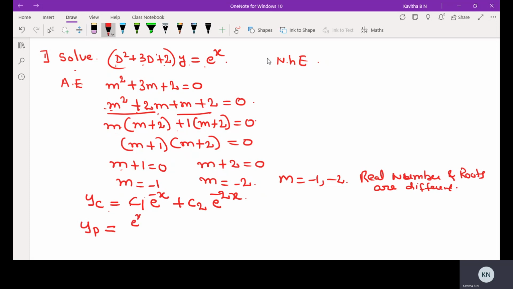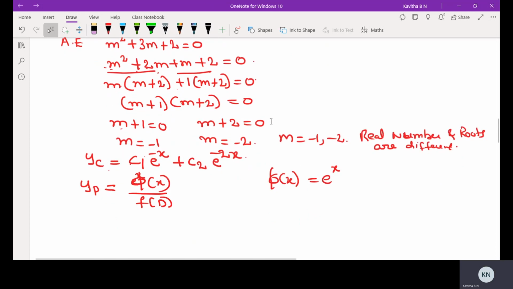YP is equal to phi of x divided by f of D. Understood? According to this problem, phi of x is e to the power of x. Then YP is equal to e to the power of x divided by D square plus 3D plus 2.